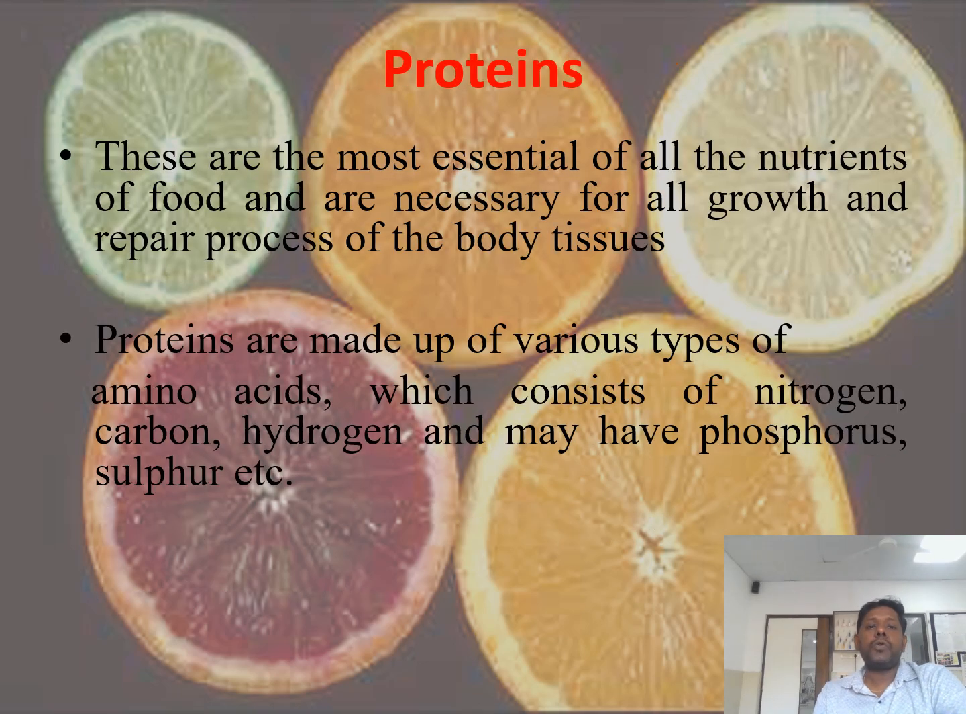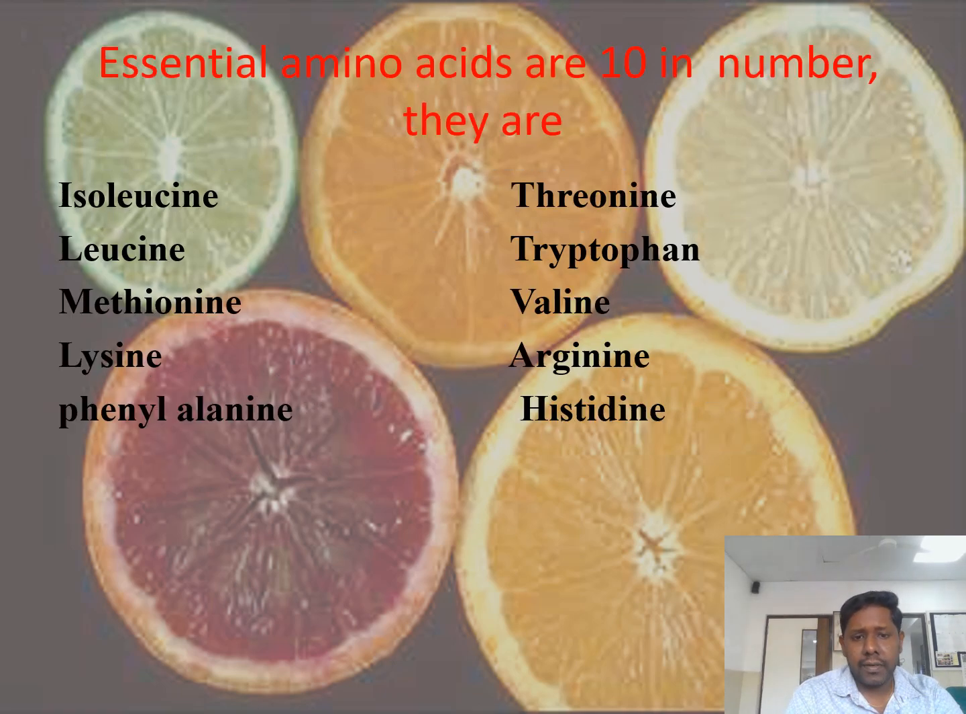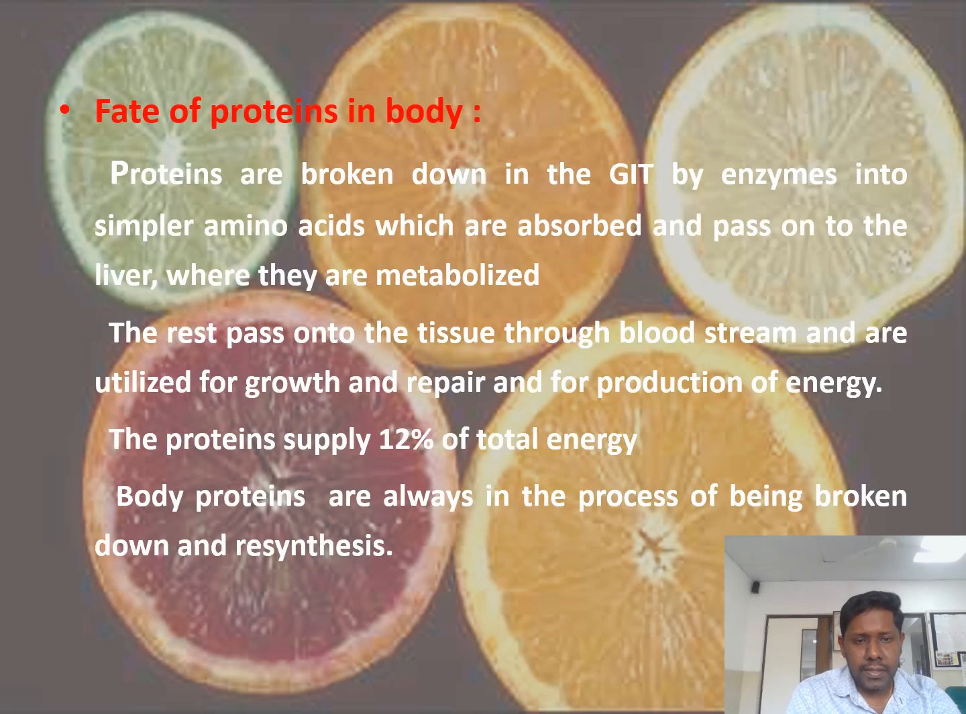So proteins. Proteins are the most important, most essential of all the nutrients of the food, and also it helps us for the necessary growth and repair process of the body tissues. Proteins are usually made up of mainly amino acids. Also, it may contain nitrogen, carbon, hydrogen, and also may have phosphorus or sulfur. So there are 10 essential amino acids. These are the various 10 essential amino acids.